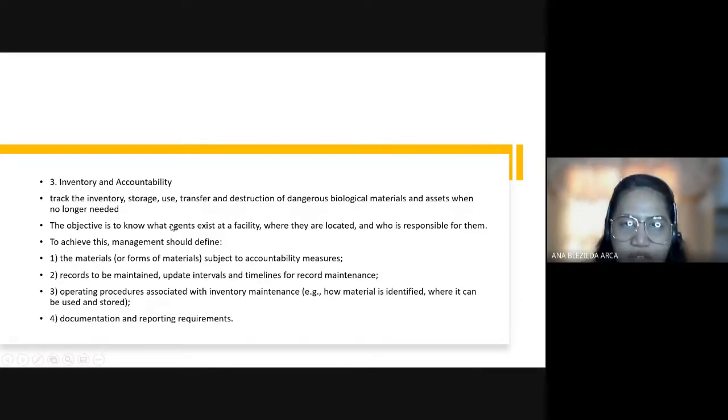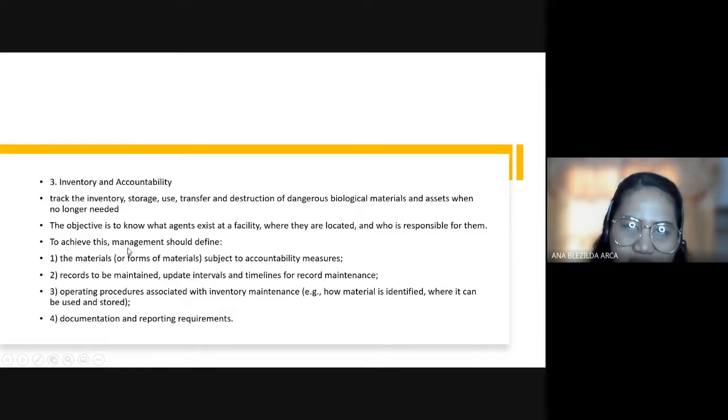So, you must be able to track the inventory, storage, use, transfer, and destruction of biological material and assets when no longer needed. Kasi class, kapag merong nawala doon, merong nabawas, dapat alam mo kung saan siya napunta. Yan no, you must be able to track. Alam mo kung nasaan, 'di ba? So kung 100 ang specimen sa cabinet 1 at naging 99 na lang, dapat alam mo kung nasaan napunta. Okay? So you should know where they are located and who is responsible for them.